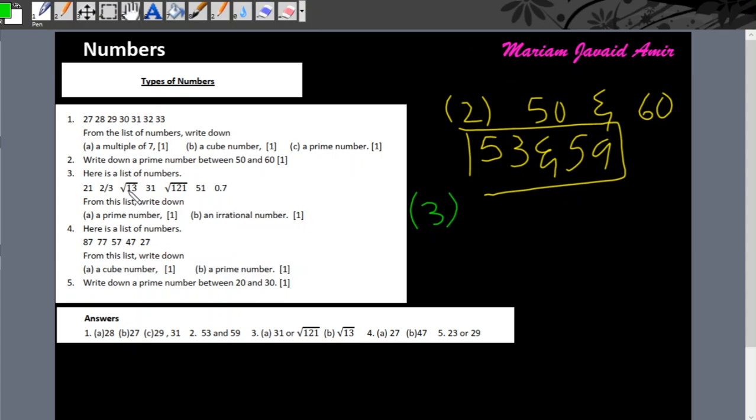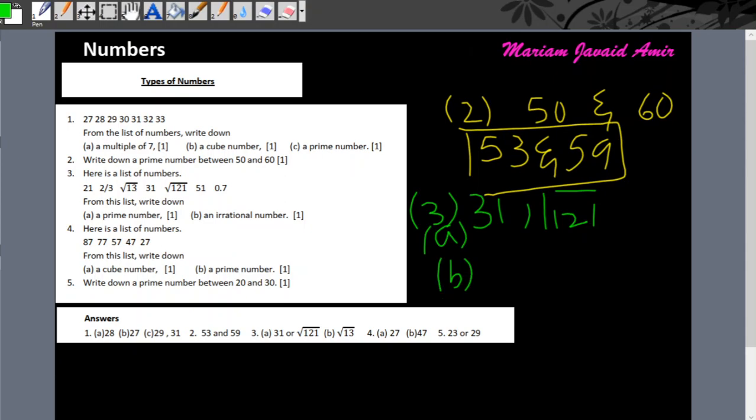Okay, so we're just looking for whole numbers. Under root 13 isn't a whole number either. 31 is a prime number, so 31 is one of the answers, and under root 121 makes 11, which is also a prime number and a whole number, so under root 121. Then 51, like we just discussed, is divisible by 17, and 0.7 is not a whole number, so it does not qualify as a prime number. Whole numbers are non-decimal numbers.